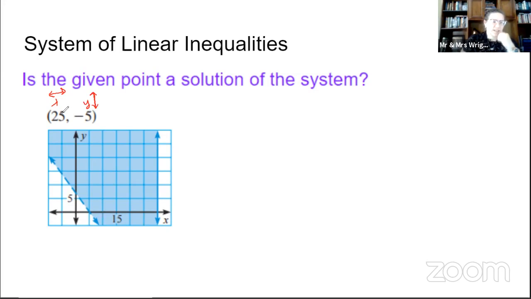All right, so let's look at the X value first, 25. If you notice, each line here is by the count of 5. So this is 0, 5, 10, 15, 20, 25.